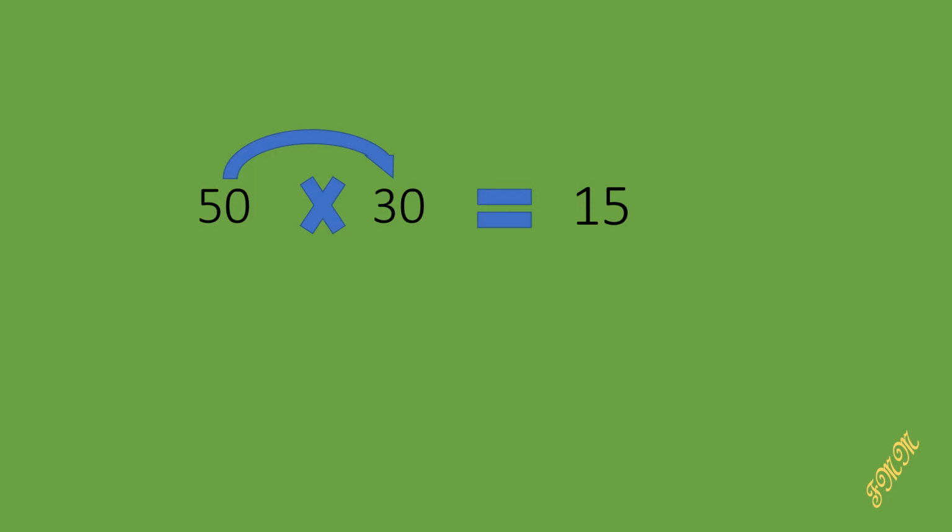I'm multiplying 5 and 3 and getting 15, and now I'm going to count how many zeros I have altogether. Here I've got 1 zero and 2 zeros. What I'm going to do is add these 2 zeros after 15, and that's it. That's my result. So 50 times 30 is 1500. So 15 and then 2 zeros.